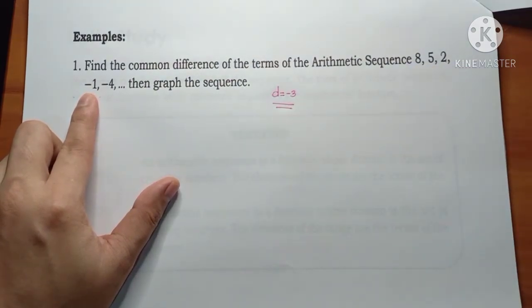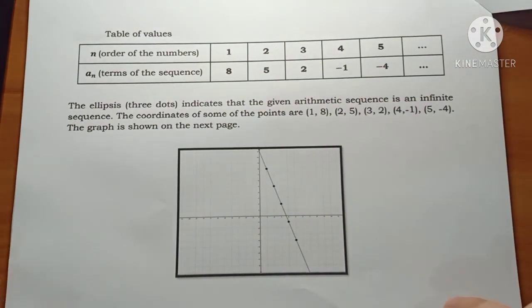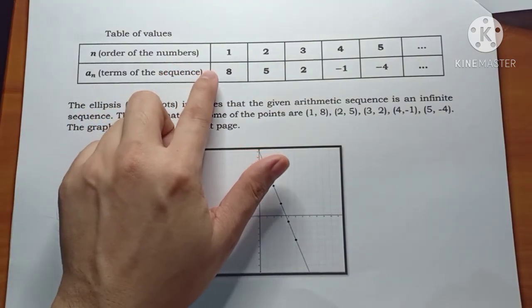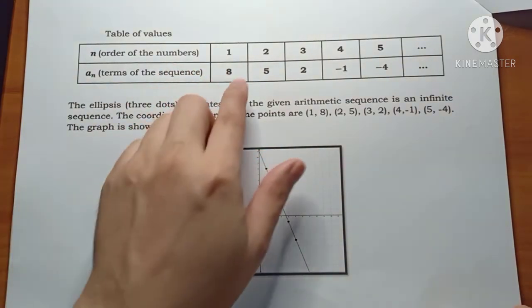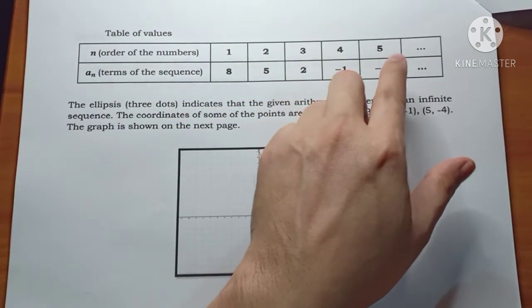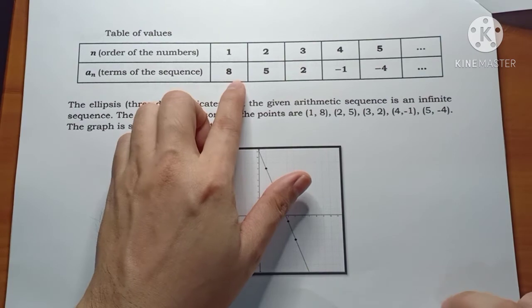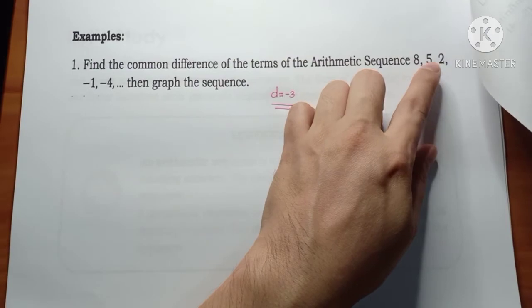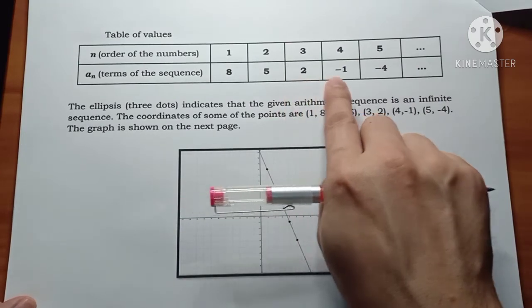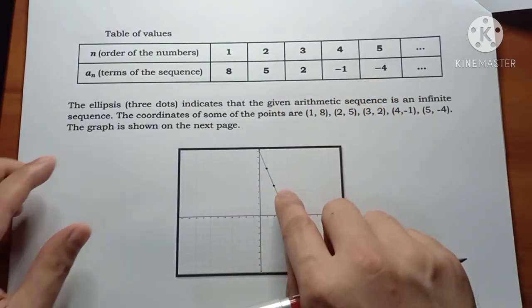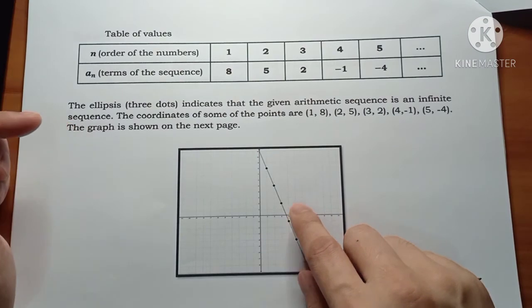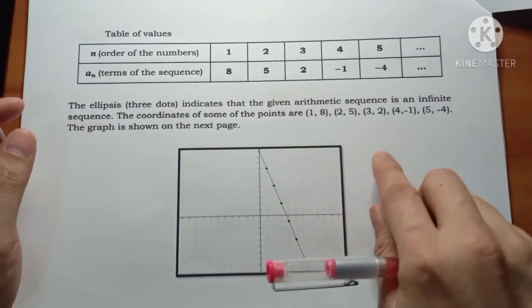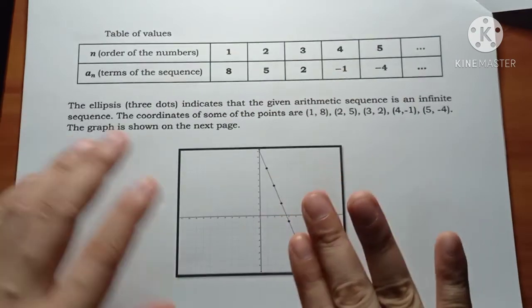So, kung i-graph down natin yan, maging ganito siya. Sa table of values natin, so alam natin na ang ating domain is a set of counting numbers from 1, 2, 3, 4, 5 infinitely. And then, ito naman yung terms natin. So, ang term natin ay, ito yun, 8, 5, 2, negative 1, and negative 4. So, isulat natin yan. And then, the ellipsis or 3 dots indicates that the given arithmetic sequence is an infinite sequence. Ibig sabihin, tuloy-tuloy siya. Kasi infinite. Hindi natin alam kung ilan.